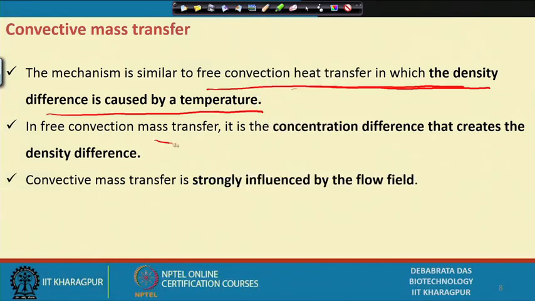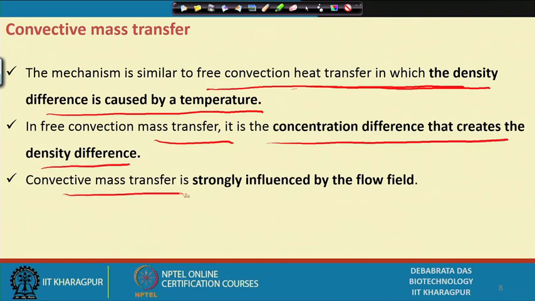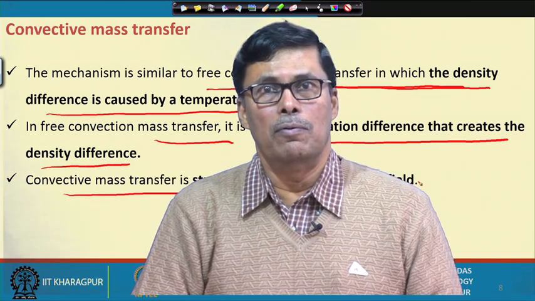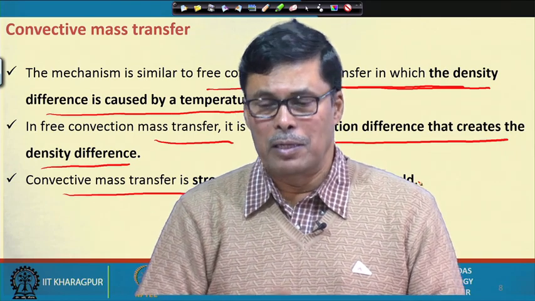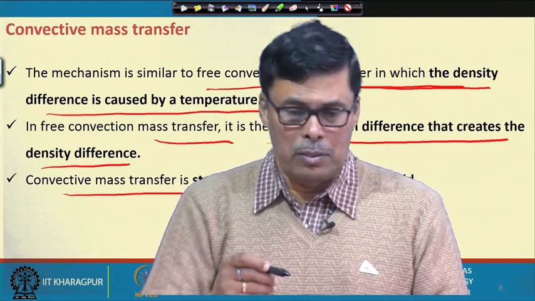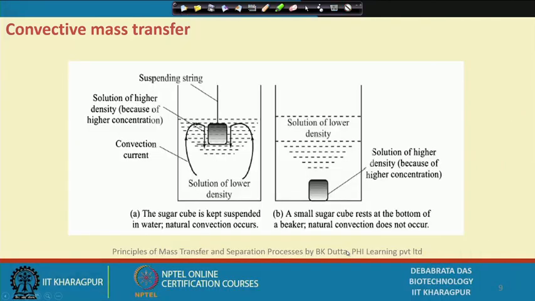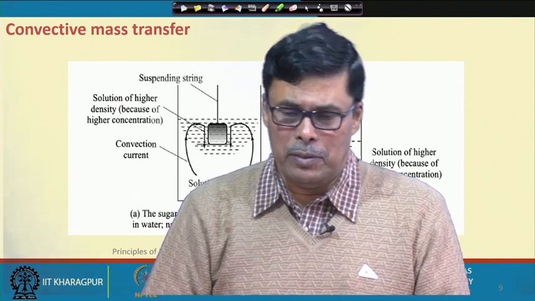Free convection mass transfer is where the concentration difference creates a density difference, and convective mass transfer is strongly influenced by the fluid flow field, that is, how the liquid is flowing. I shall give you a lot of examples so that this concept will be clear to you.